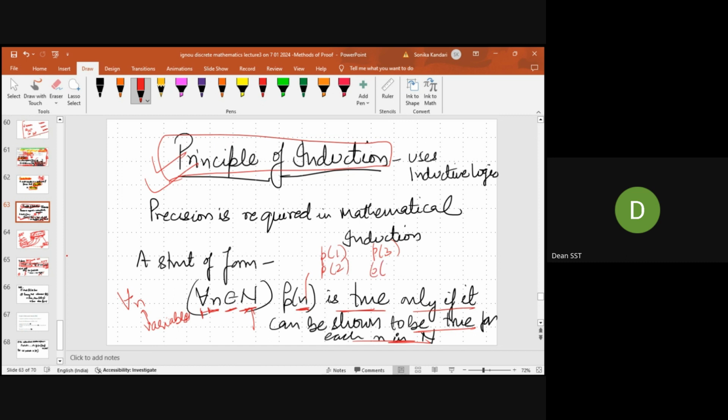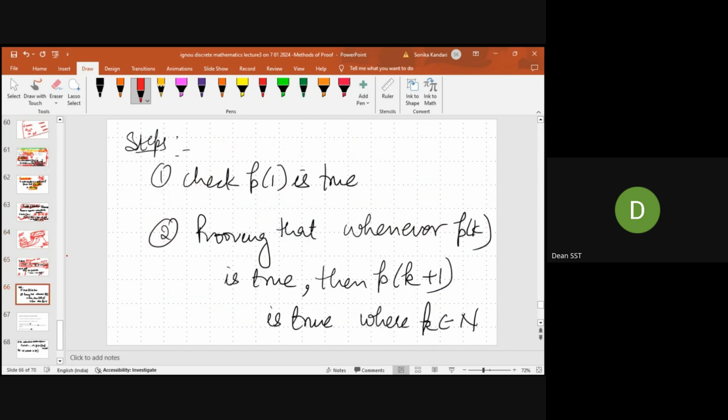For P4, it means if we substitute 1 for n, true; 2 for n, true; 3 for n, true; 4 for n, true. P5 true, P6 true, up to Pn true. Then we can only say that finally the statement is true. This is the principle of induction.